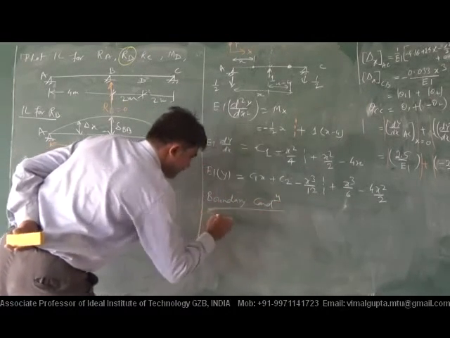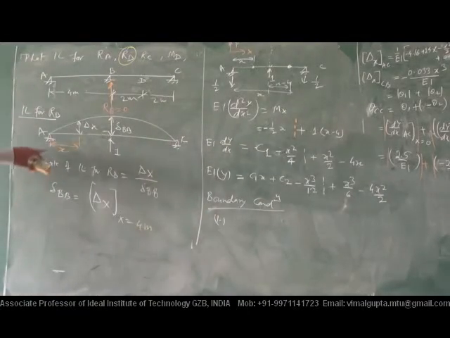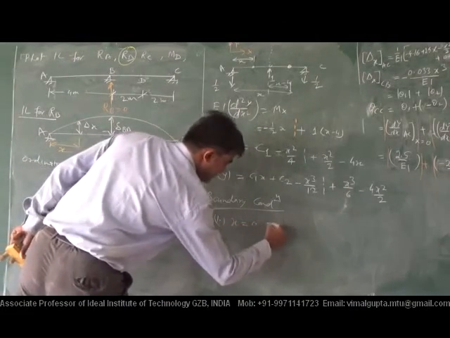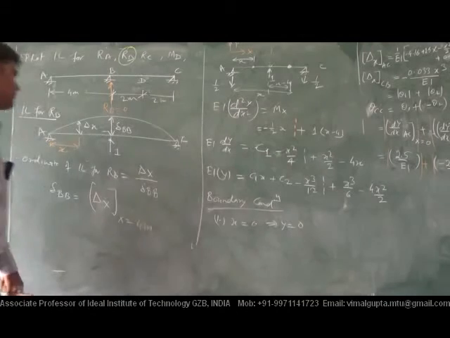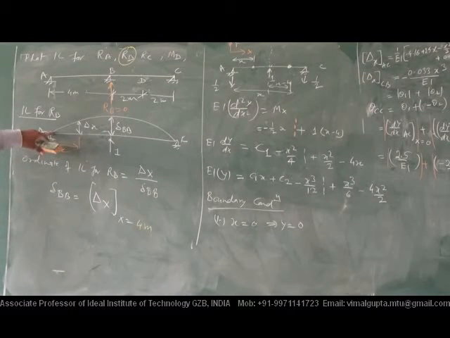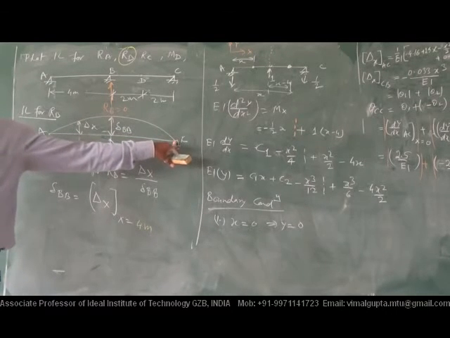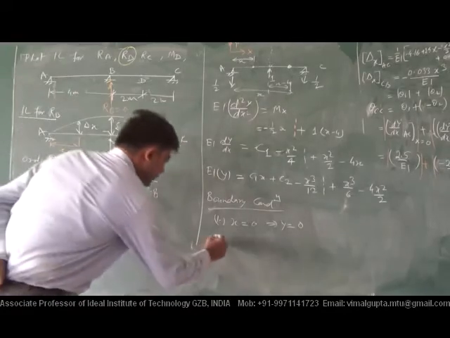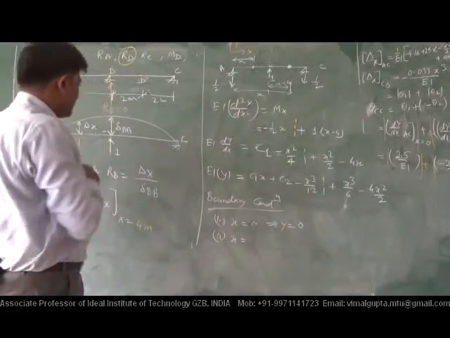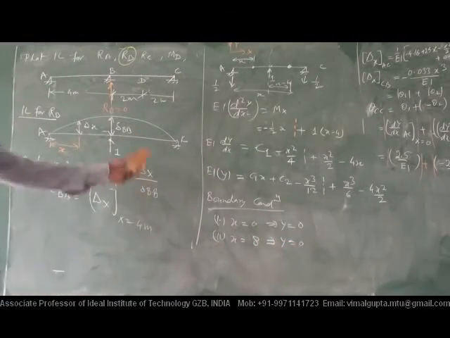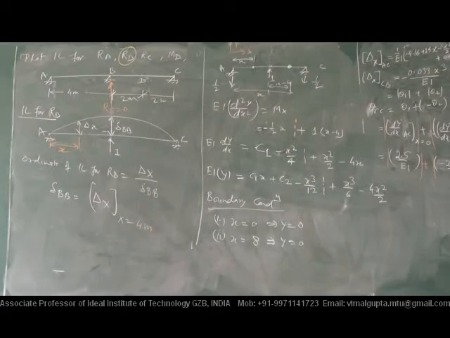What are those conditions? Number one, at x is equal to 0, the value of y is 0. At x is equal to 8, that is at point C, it is also 0. So another condition: x is equal to 0 and x is equal to 8, both come to be 0. So tell me the value of C1 and C2.